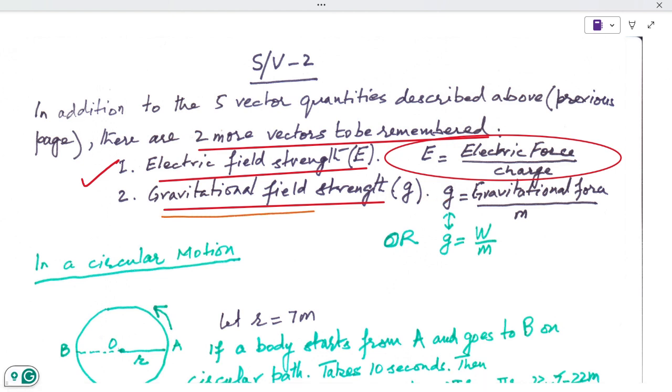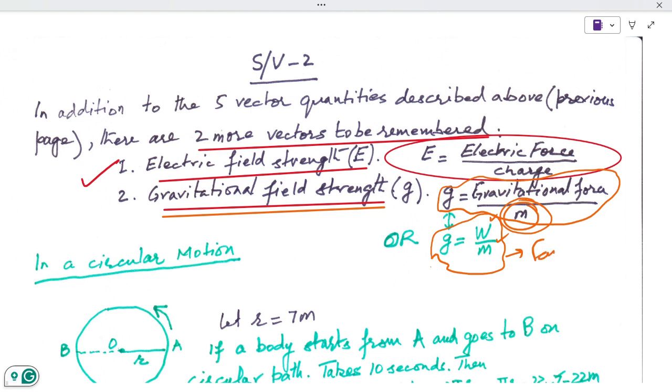Whereas gravitational field strength is small g, your gravity, and it is gravitational force per unit mass. And gravitational force is also known as weight, so I have written small g is equal to W over m, the very famous formula for weight, whereas we say that W is equal to mg.